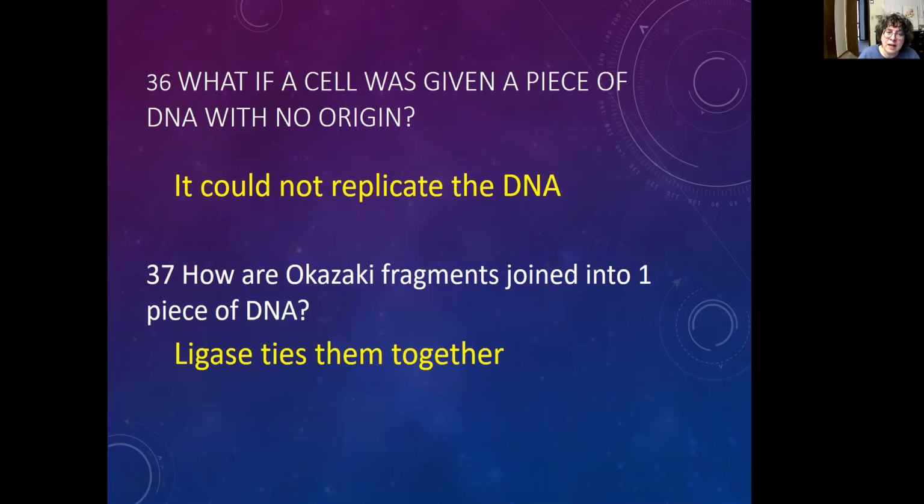When we do genetic engineering or recombinant DNA, one critical part of what we do is we take our gene that we want to put in the cell and we need to attach that to a piece of DNA that does contain an origin.